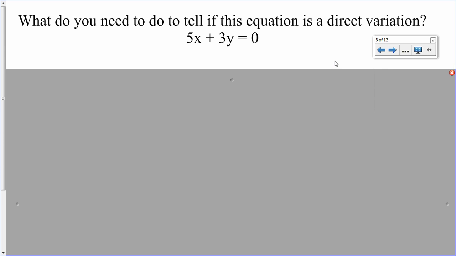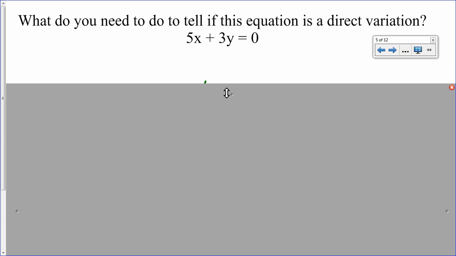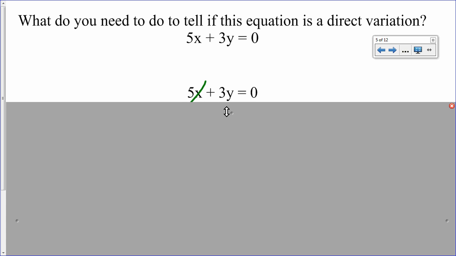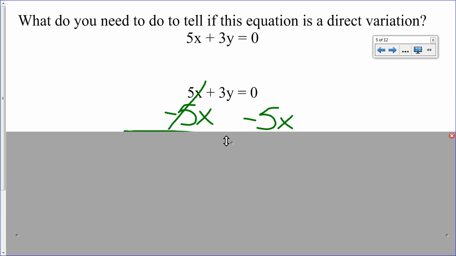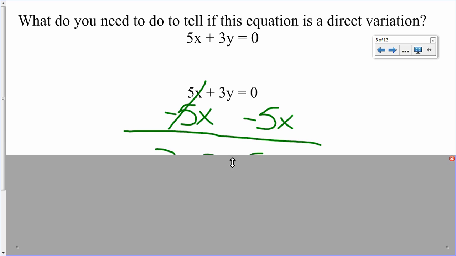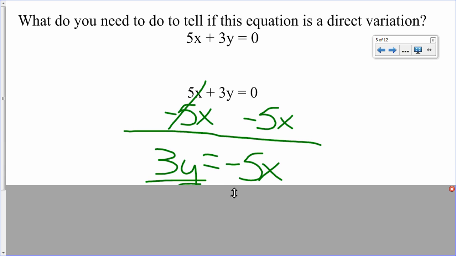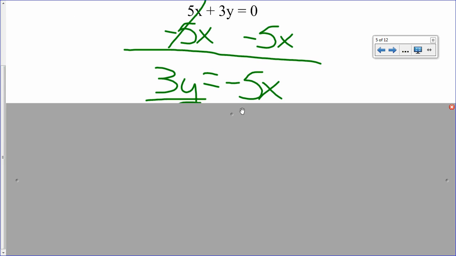What do you need to do to tell if this equation is a direct variation? What form is it written in now? Right now, it's in standard form. To see if it's direct variation, we need to put it in the form of y equals kx. In order to do that, the first thing we're going to do is move our 5x over to the right side of the equation. We're then left with 3y equals negative 5x.